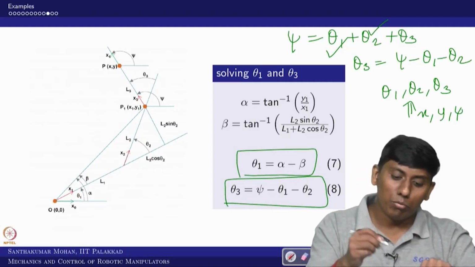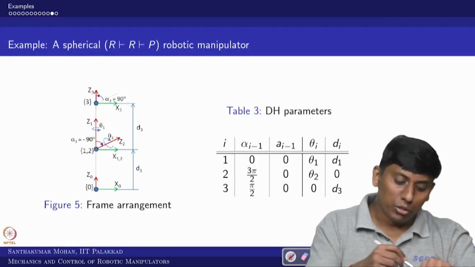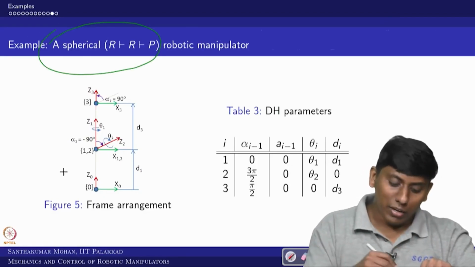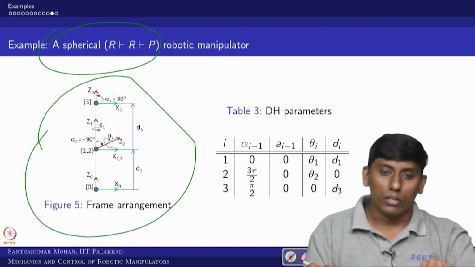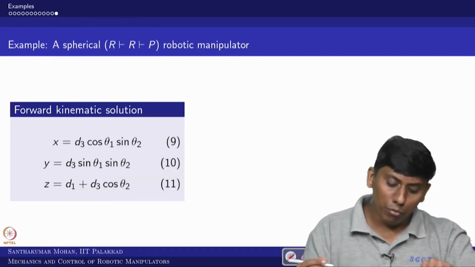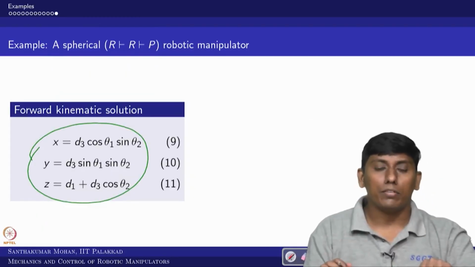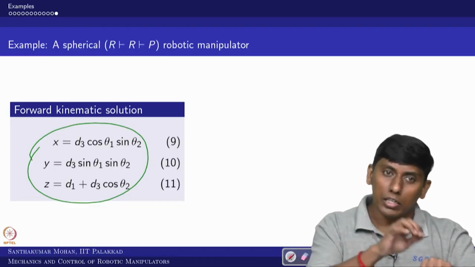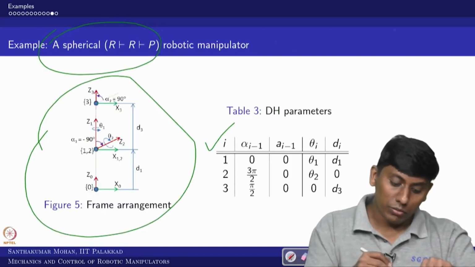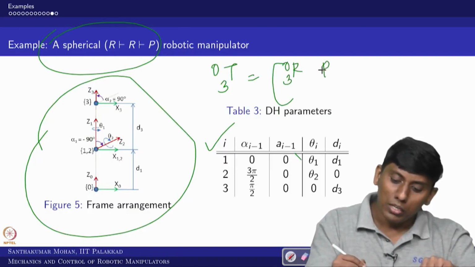Now I just have to give one more slide, which is self-explanatory. For the spherical robot, we have already drawn the frame arrangement, and we have found the DH parameters, and what we got is finally the transformation matrix of 4 with respect to 0. In this case the T3 with respect to 0 will give rotational information of 3 with respect to 0 and positional information of 3 with respect to 0.